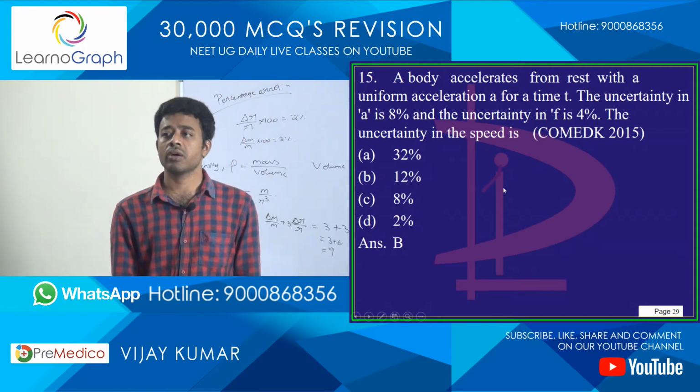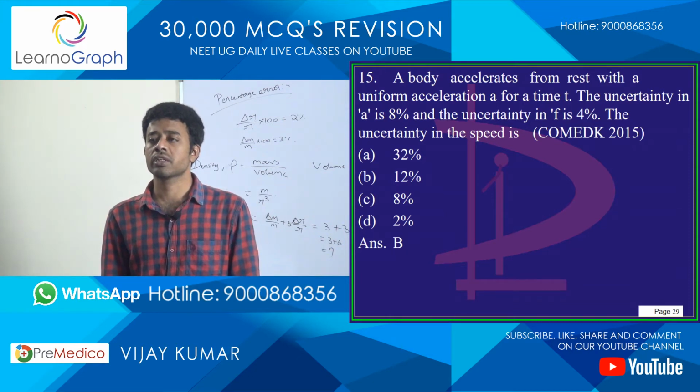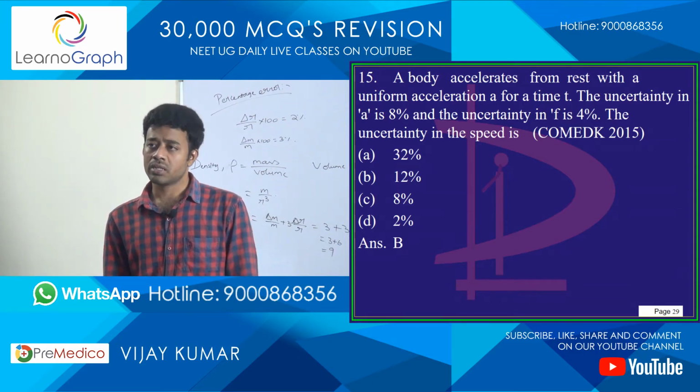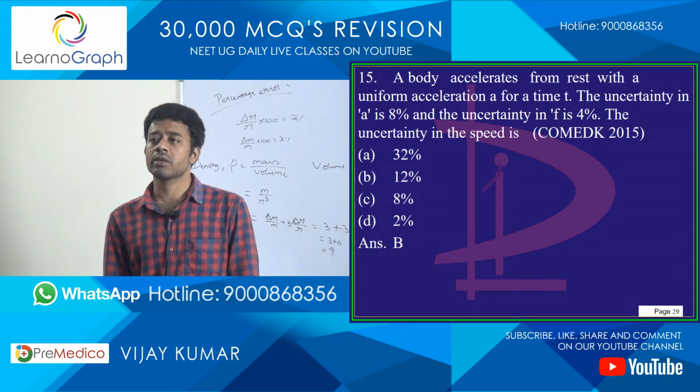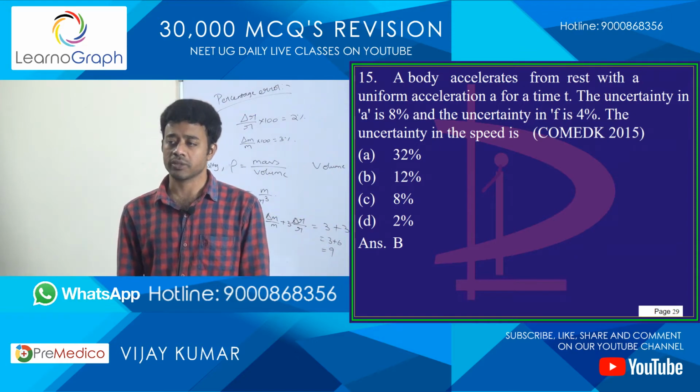Now we have the other problem. A body accelerates from rest with a uniform acceleration for a time t. The uncertainty in acceleration is 8% and the uncertainty in frequency is 4%. Find the uncertainty in the speed.